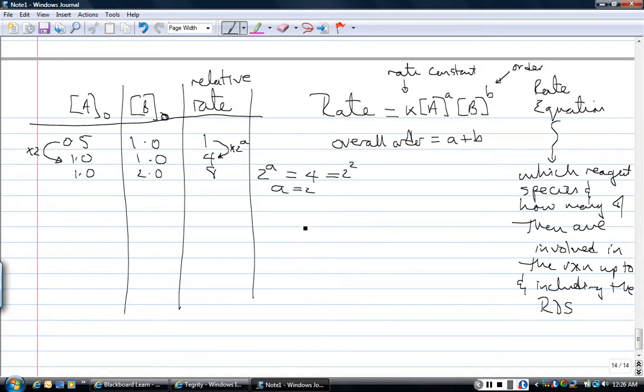What does that mean? It means that A is involved in the reaction up to and including the RDS because it's in the rate equation. It also means that 2 A's are involved in that reaction.